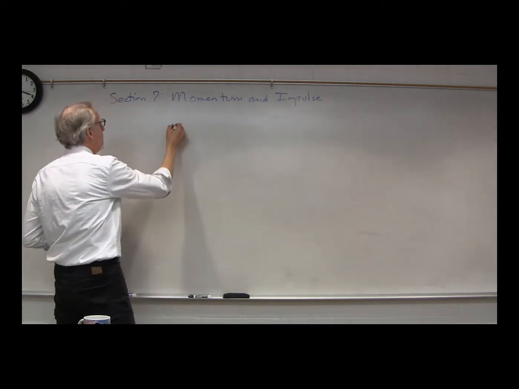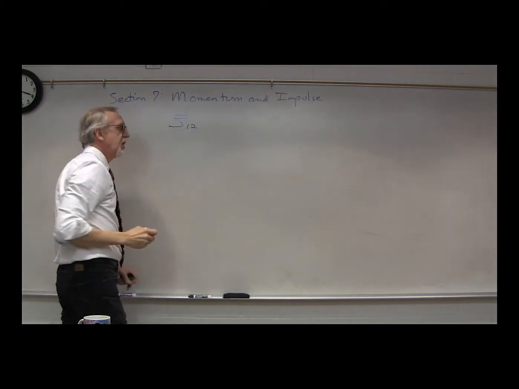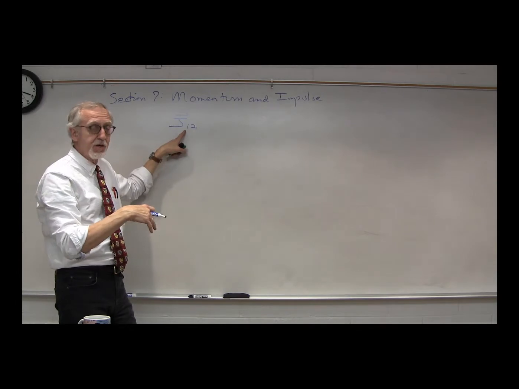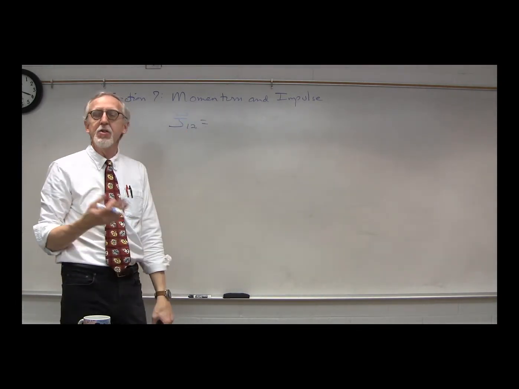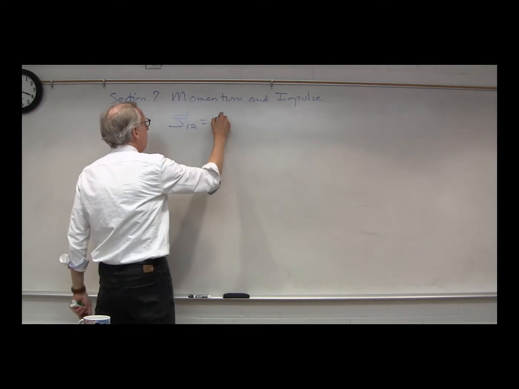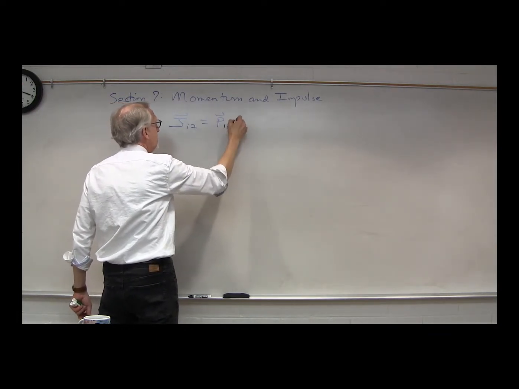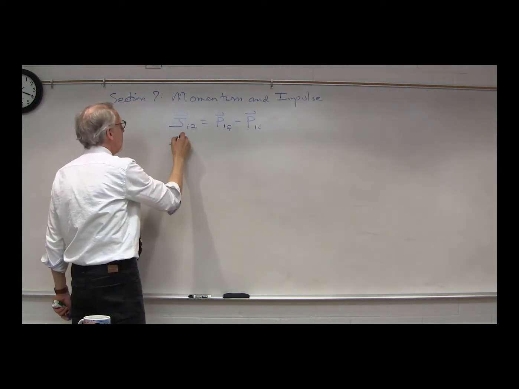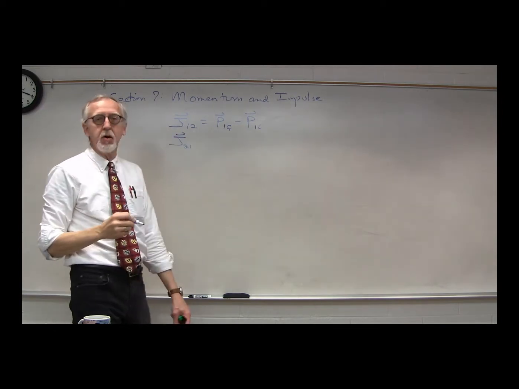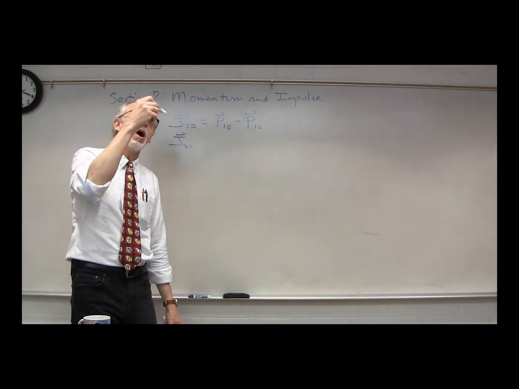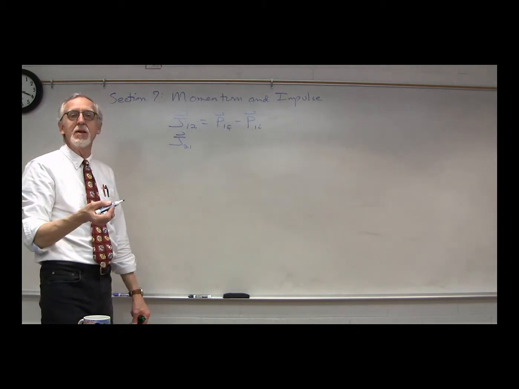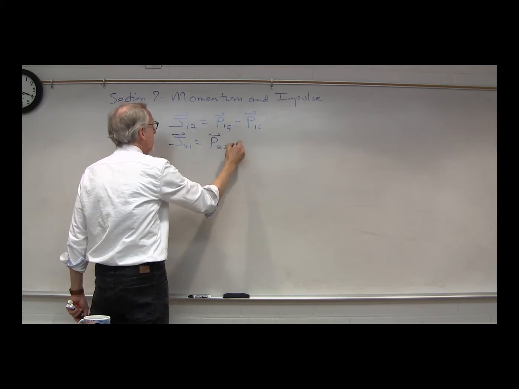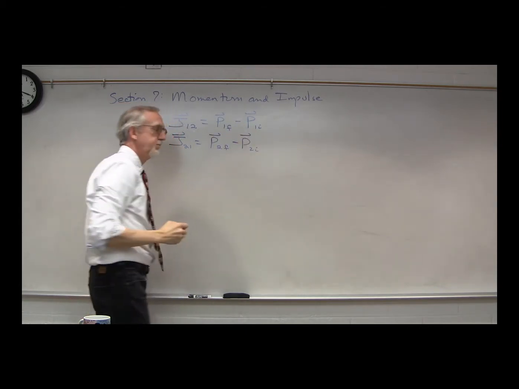Now, we know that J12, in other words, the impulse that object 2 exerts on object 1, is equal to the change in the momentum of object 1. In other words, P1 final minus P1 initial. And then we know that the impulse J21, in other words, the impulse that object 1 exerts on object 2, is the change in the momentum of object 2. In other words, this is P2 final minus P2 initial.